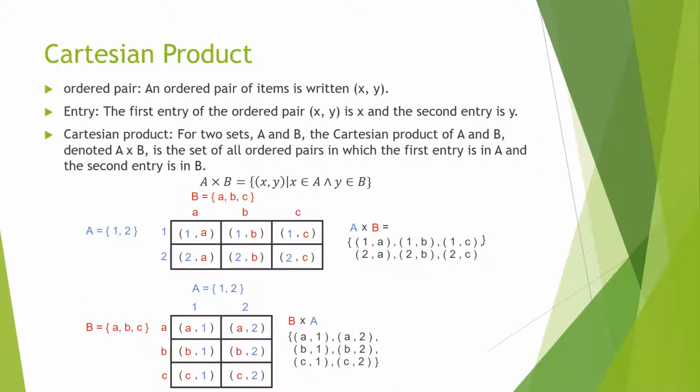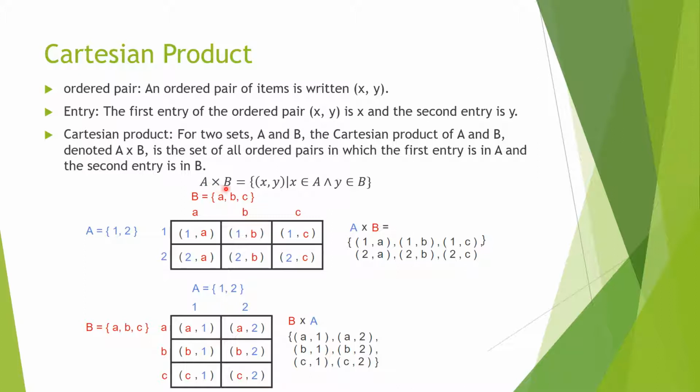However, if you remember, we said that by reordering the elements of a set, we will not generate a new set. The order of elements in a set doesn't matter, but the order of entries in an ordered pair matters. So with this introduction, I define the Cartesian product. For two sets A and B, the Cartesian product of A and B is denoted by A times B, and it is defined as the set of all ordered pairs in which the first entry is in A and the second entry is in B.